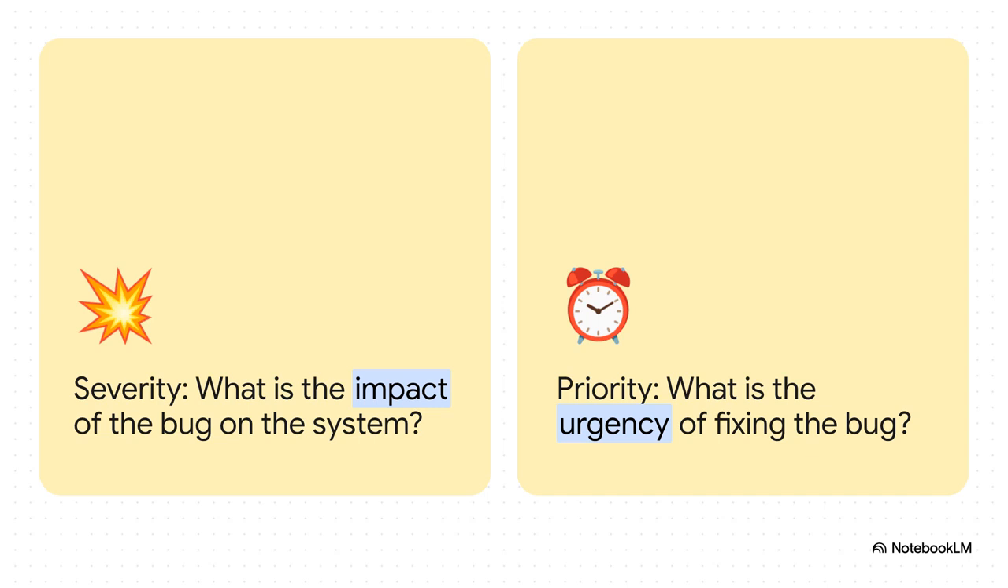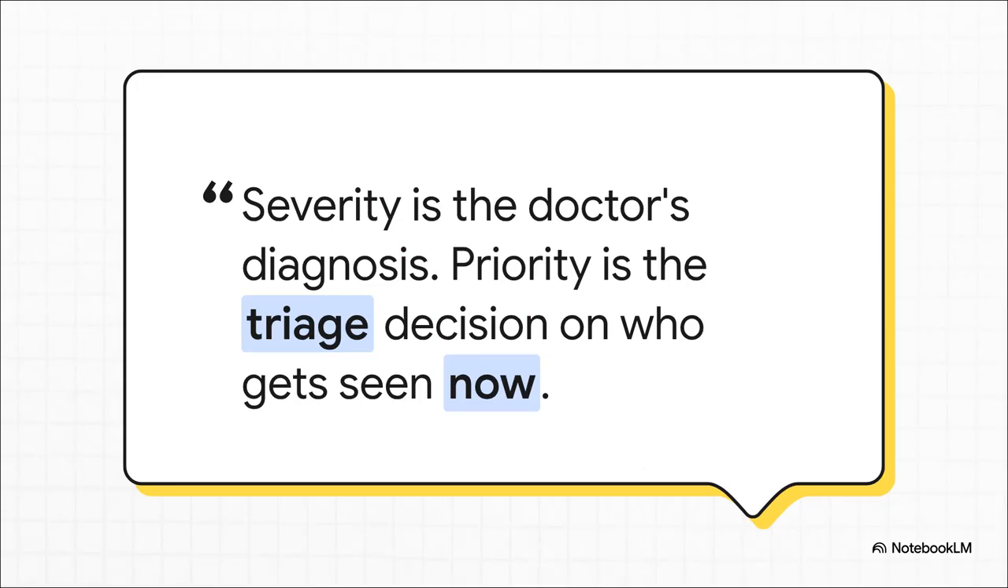And here's the twist, the part that's so important. These two things are not always the same. You can have a really, really bad bug, high severity, that gets a low priority for all sorts of other reasons. And this is the best way to think about it.